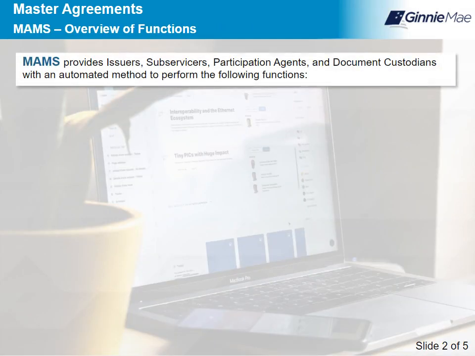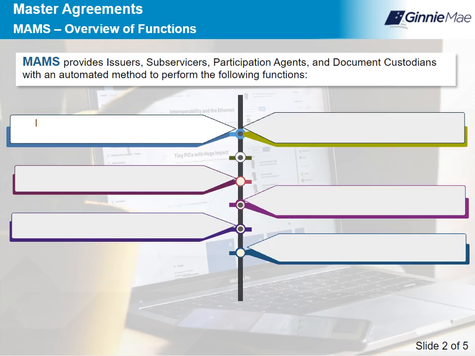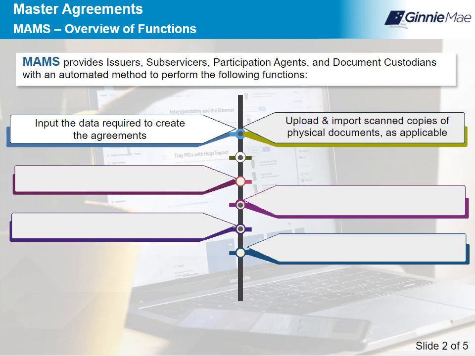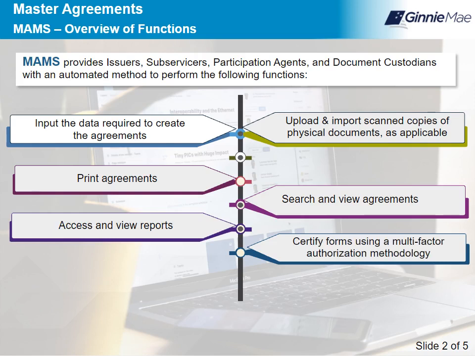MAMS provides issuers, sub-servicers, participation agents, and document custodians with an automated method to input the data required to create the agreements, upload and import scanned copies of the physical documents where applicable, print agreements, search and view agreements, access and view reports, and certify forms using a multi-factor authorization methodology.